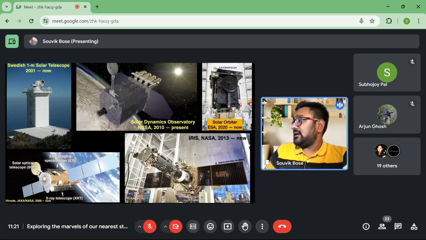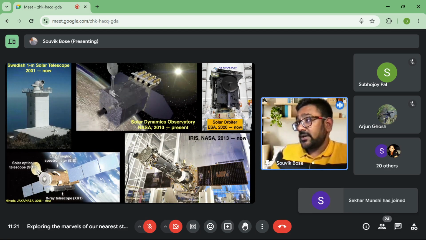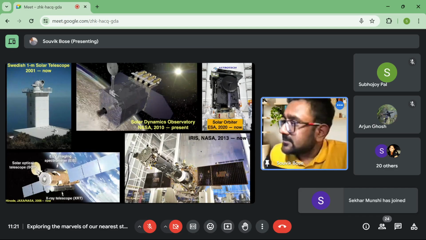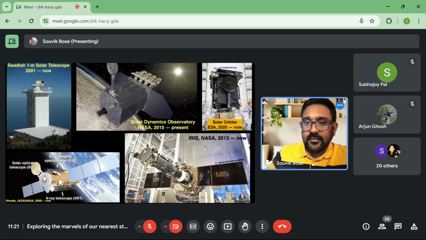And also there is IRIS, also known as the Interface Region Imaging Spectrograph, and I'm a scientist of the IRIS mission. So this was launched in 2013, and I'm a part of this science team as well, and it's still functioning. It's still kicking, basically.